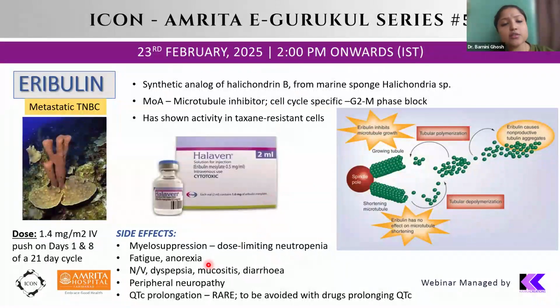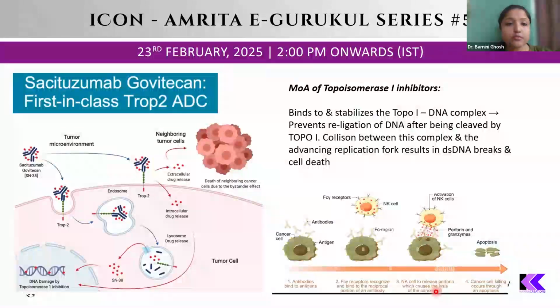Now, the side effects of this drug, most commonly myelosuppression. It may cause dose-limiting neutropenia. Then there is fatigue, anorexia, nausea, vomiting, dyspepsia, mucositis, and diarrhea, which is just like other chemotherapy drugs. Additionally, it may cause peripheral neuropathy. Also, there is a rare complication, that is QTc prolongation. Hence, it is to be avoided with drugs prolonging the QTc interval.